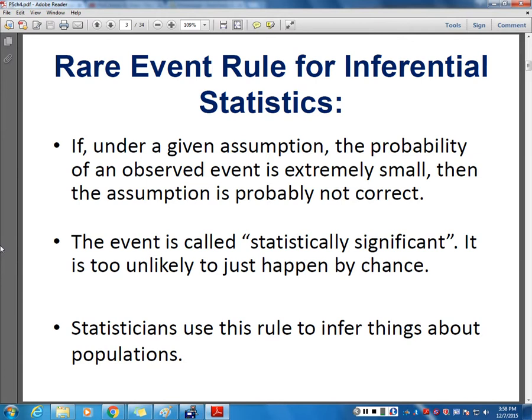Those of you who are familiar with something called proof by contradiction, this may sound familiar. It is basically the statistical analog of that concept.